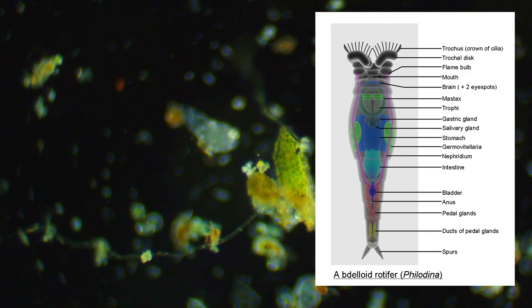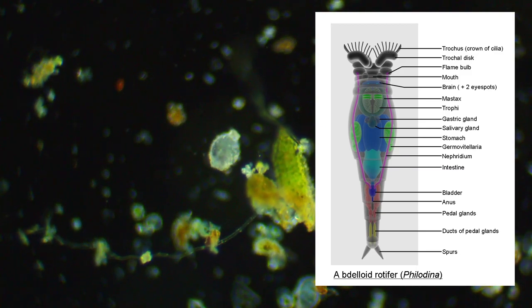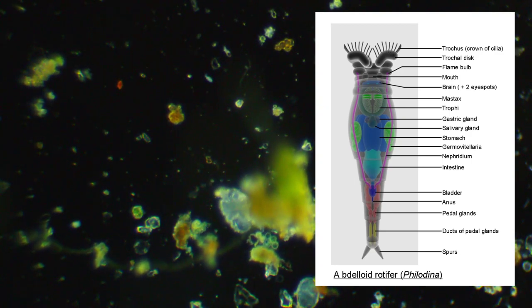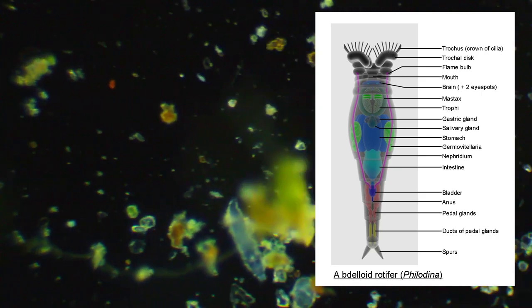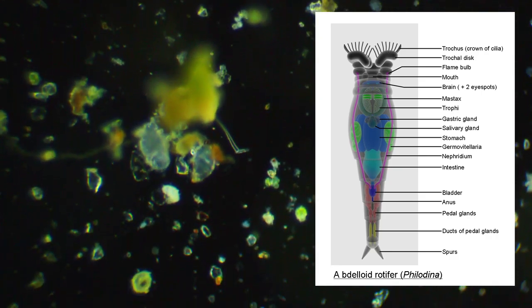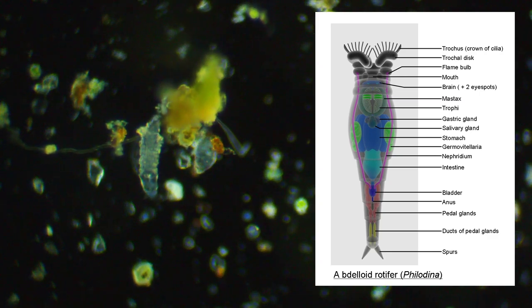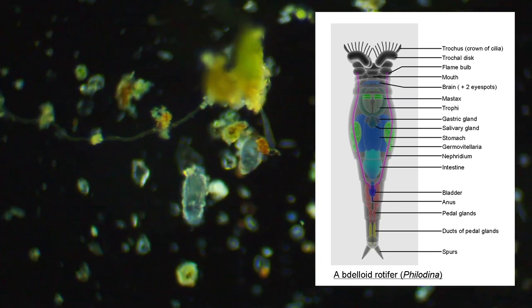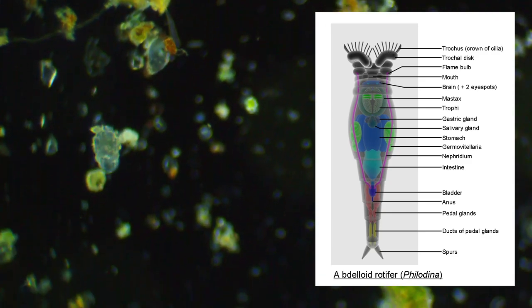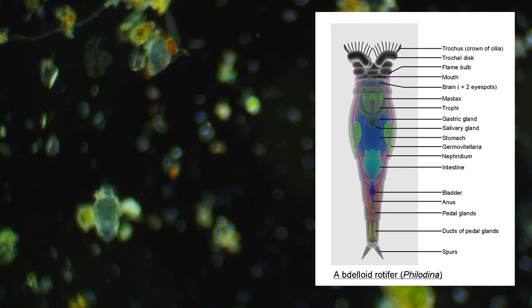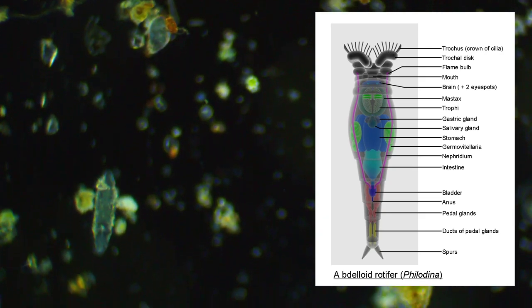So yeah, you can see the similarities in the body shape, especially, and you can see that kind of bright dot near his head is the mastax trophi. That's like the mandible kind of things I was talking about earlier.